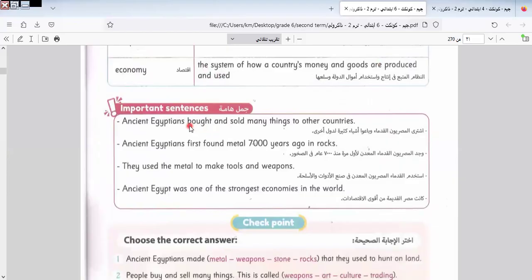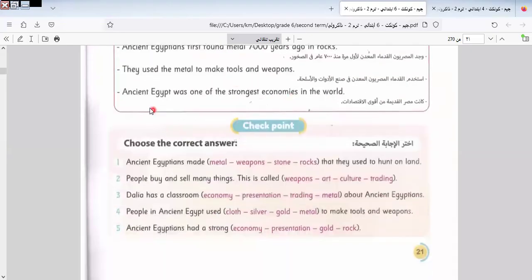Here we have some important sentences. Let's learn them together. Ancient Egyptians bought and sold many things to other countries. Ancient Egyptians first found metal 7,000 years ago in rocks. They used the metal to make tools and weapons. Ancient Egypt was one of the strongest economies in the world.